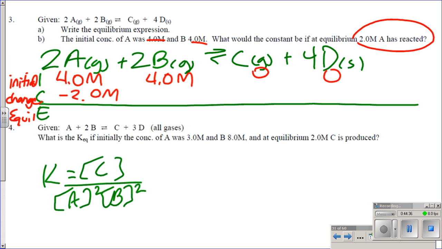Well, what's going to happen to products over time? You're going to add products over time because of the law of conservation of mass. If you take away reactants, you're adding products. But you don't just get to willy-nilly add whatever you want. You have to look at the ratio in which they react.